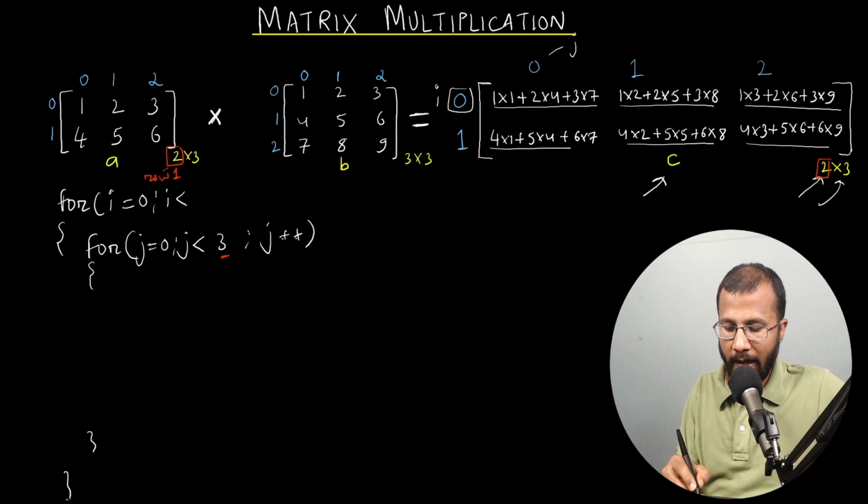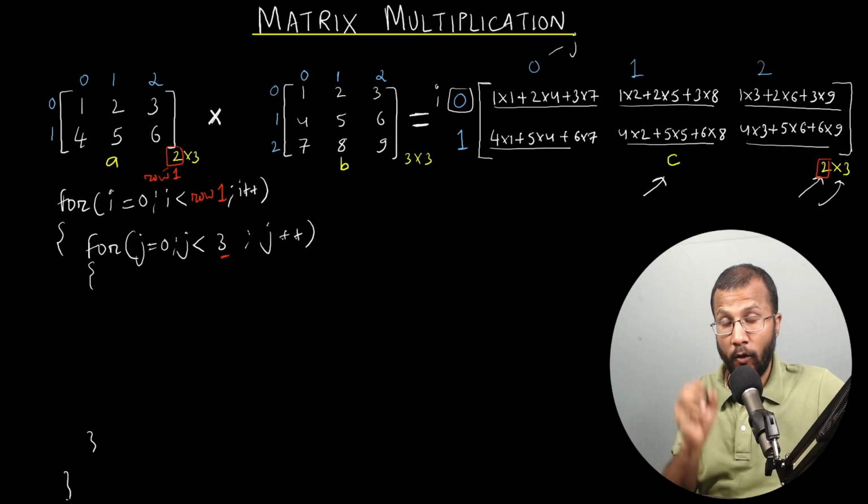So I'll write here i less than row 1, because row 1 in this case is 2. And then obviously i plus plus is there. So this is now more generic.